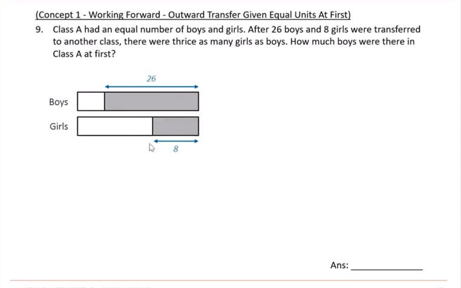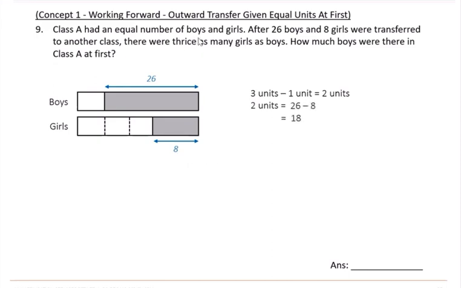After this, it says there were thrice as many girls as boys. So the unit, the part that is left for girls becomes 3 equal units. And boys will be just 1 unit of the girls' 3 units. So over here, you can find the value of 2 units, because this is 26 and this is 8. Over here, you can find out this part, which is a value of 2 units. So 2 units will be 26 minus 8, 18.